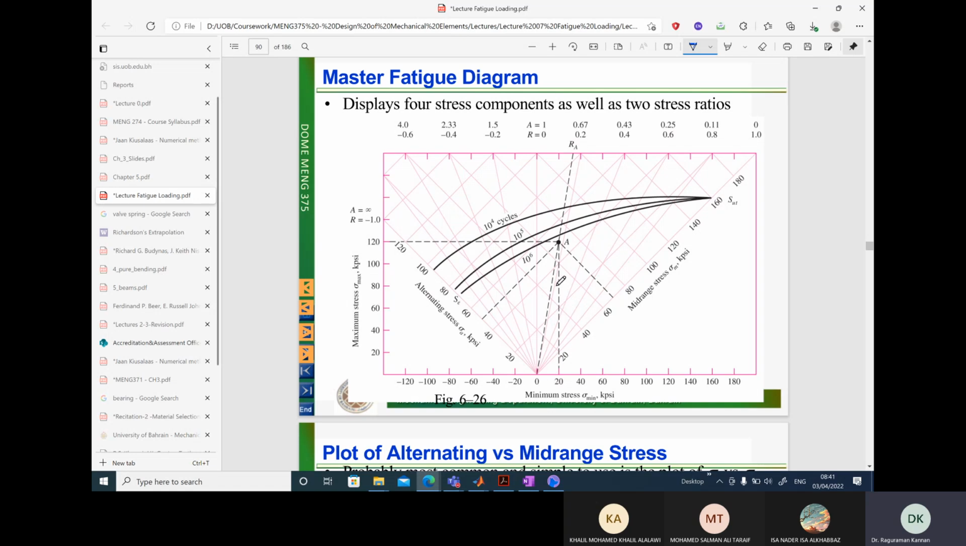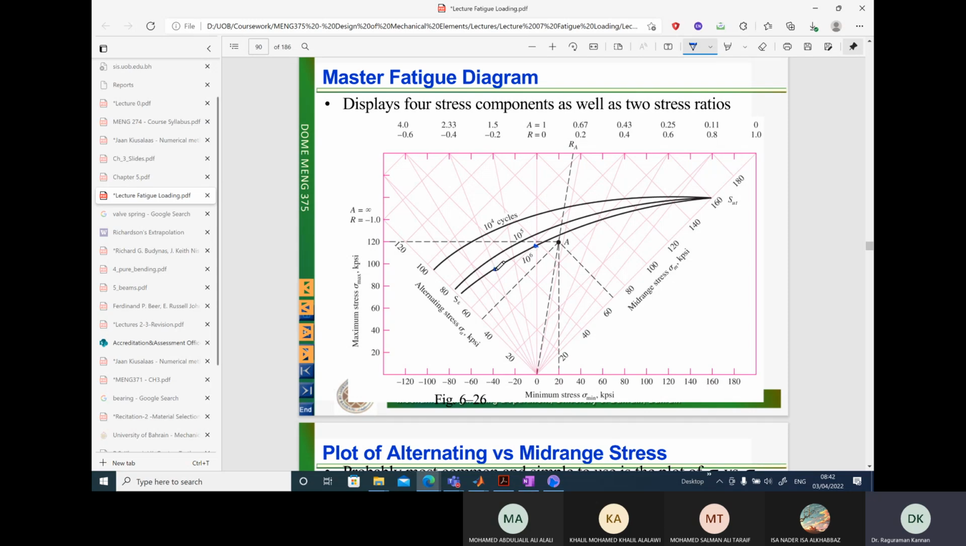So let's try to understand this particular diagram here. Where is the failure envelope? You can see 1 million cycles over here, a line showing that if you select any point on this 1 million cycle line, anywhere on this particular line, the component will have a life of 1 million cycles.